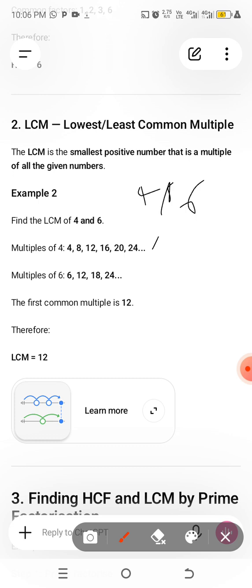So the first common multiple of 4 and 6 is 12. Why? Because it's only 12 that matches both of them, 4 and 6. Do you understand? So that's the very first. It's not only 12, but it's the least, the smallest multiple of both of them that first matches together. So that's it.